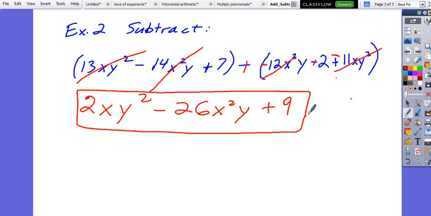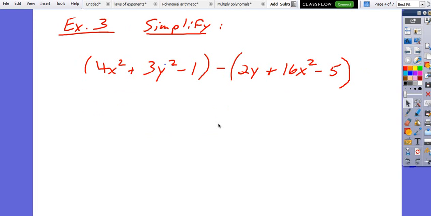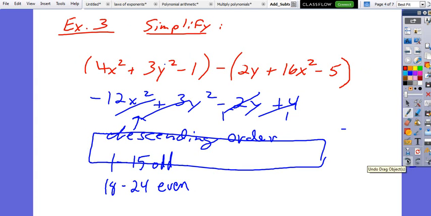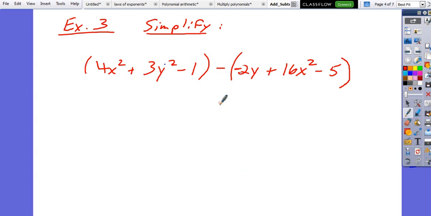Okay, so we will change our signs. So it'll be minus 2y. So minus 2y, minus 16x squared plus 5, and don't forget to change the sign on the outside as well.